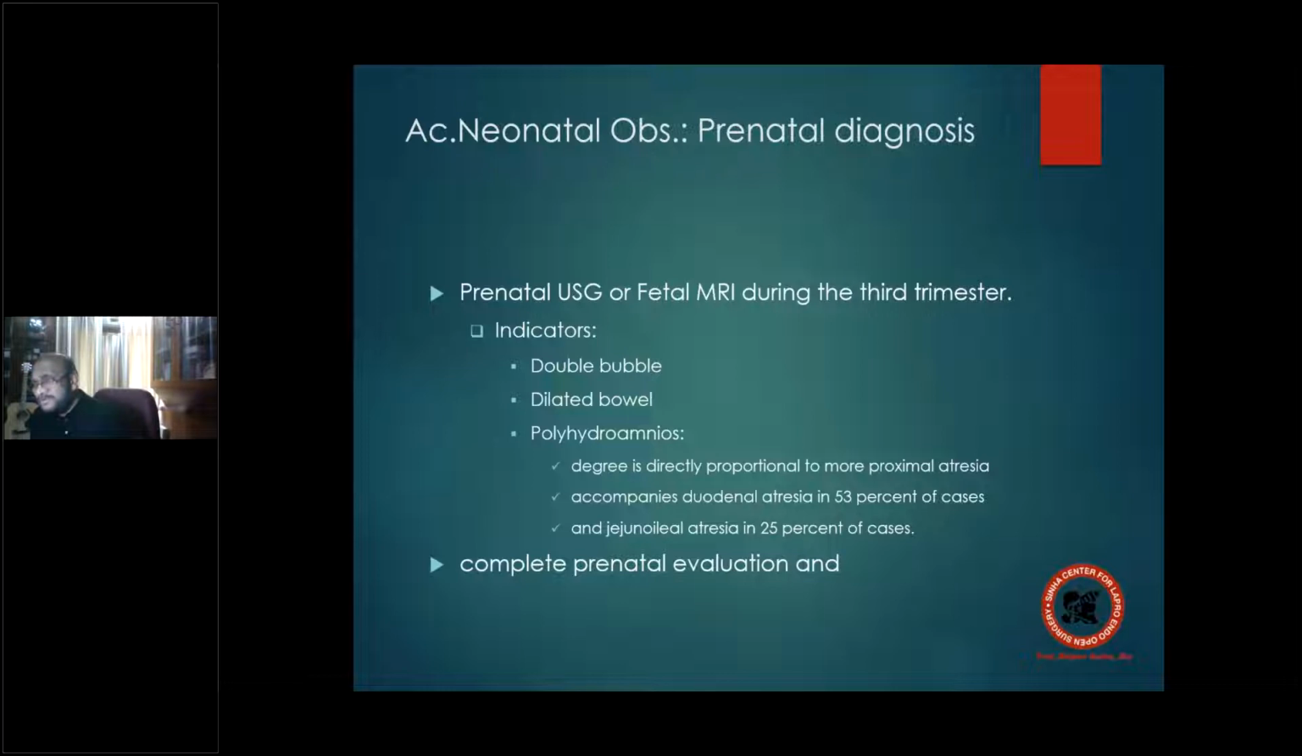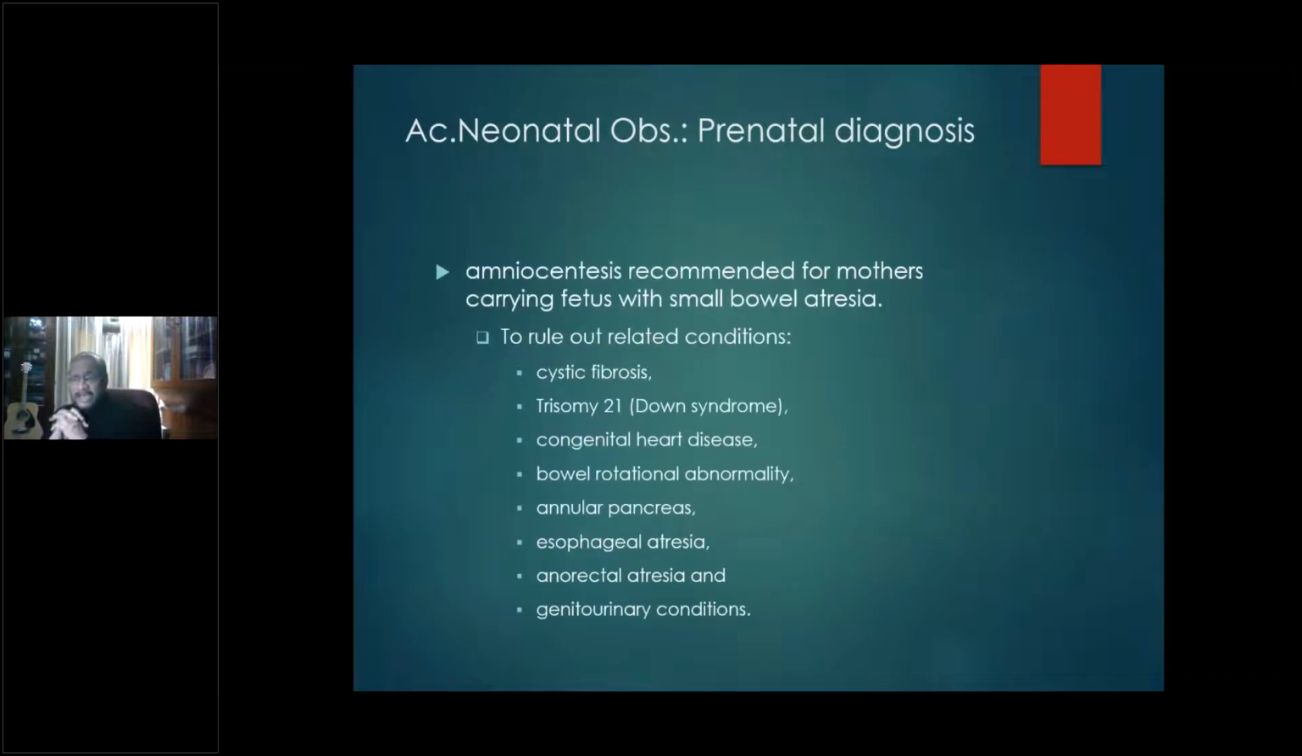So if intestine is absorbing less, more polyhydramnios; intestine is absorbing more, less polyhydramnios. And when would the absorption be more? When the block is more distal. When is that? When the patient has a jejuno-ileal atresia. Is that clear? So once you have these indicators, a complete prenatal evaluation has to be done. And in addition to that, an amniocentesis should always be done in all those patients where the mother is carrying a fetus with a probable bowel atresia, especially small bowel atresia.